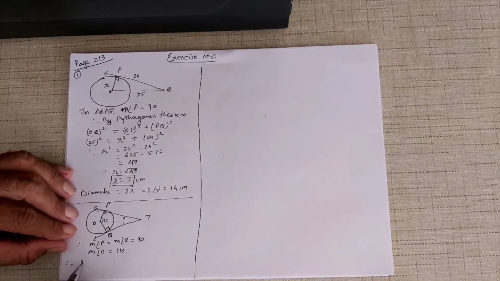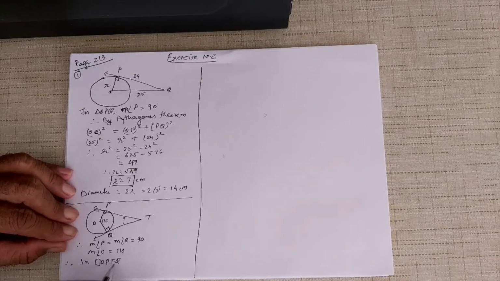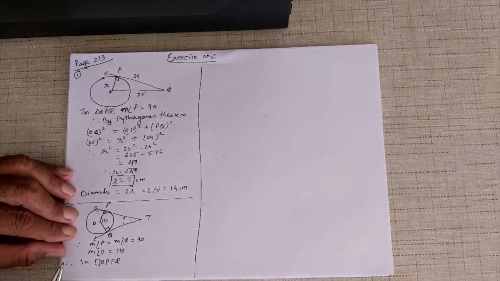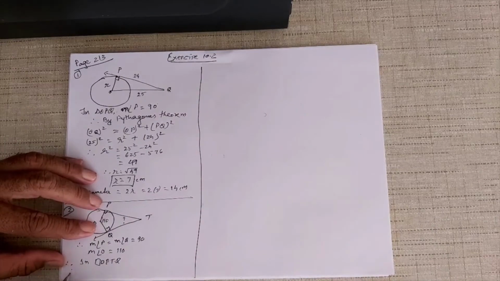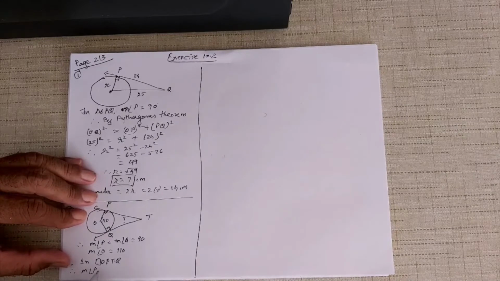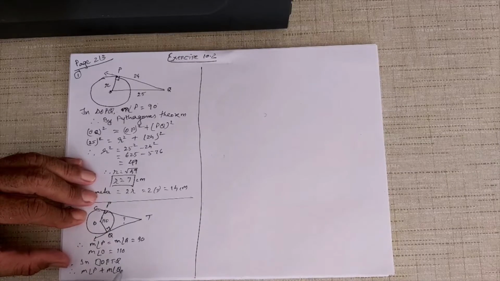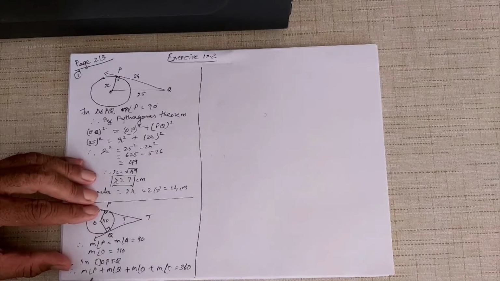Therefore, OPTQ is a quadrilateral. In a convex quadrilateral, we know the sum of the angles is 360 degrees. So therefore, measure of angle P plus measure of angle Q plus measure of angle O plus measure of angle T is equal to 360 degrees. P and Q are both 90 degrees, 90 plus 90, O is given as 110, plus measure of angle T.